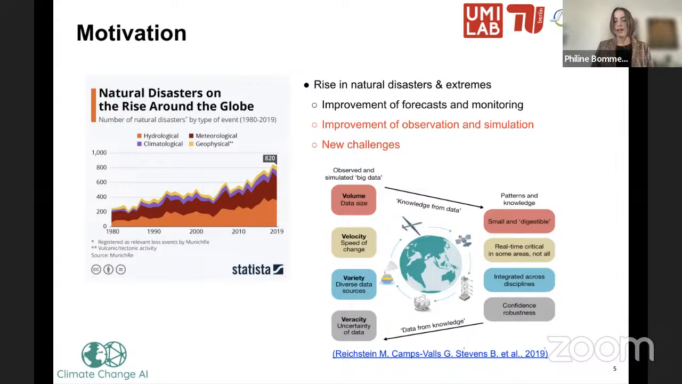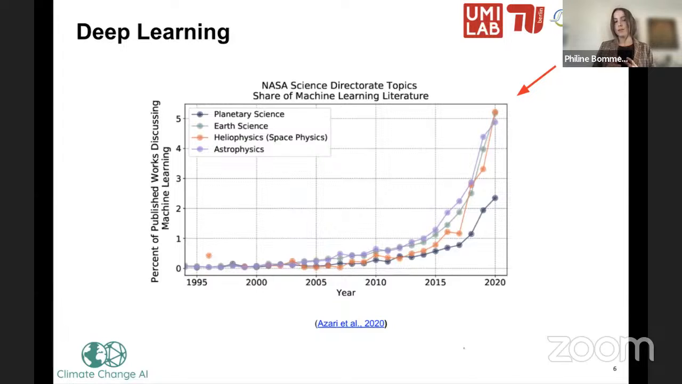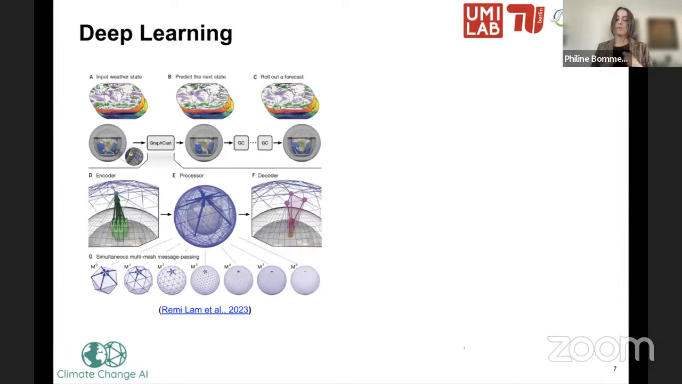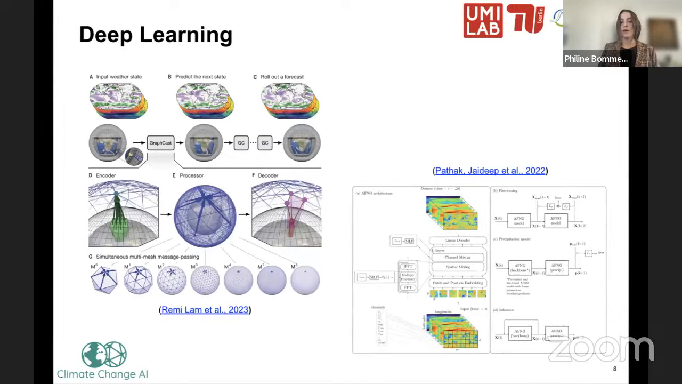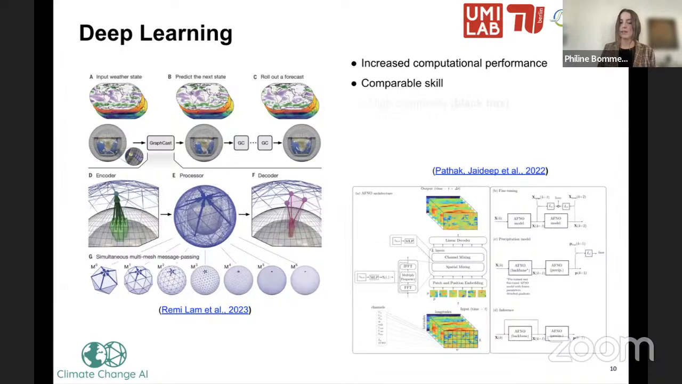In order to achieve that, AI methods, or specifically the super efficient deep learning methods, have become more and more important also in the field of earth science. This is here a graph from NASA published in 2020 where they show the percentage of published works discussing machine learning. And you can see especially in earth science here, the green graph, there has been a huge rise from 2015 to 2020. But not only the rise in percentage, but also successful examples such as GraphCast, which was published last year by Remi Lam et al., as well as ForecastNet, which was published in 2022, have shown that models exhibit increased computational performance while also providing us with comparable skill to existing physical models.